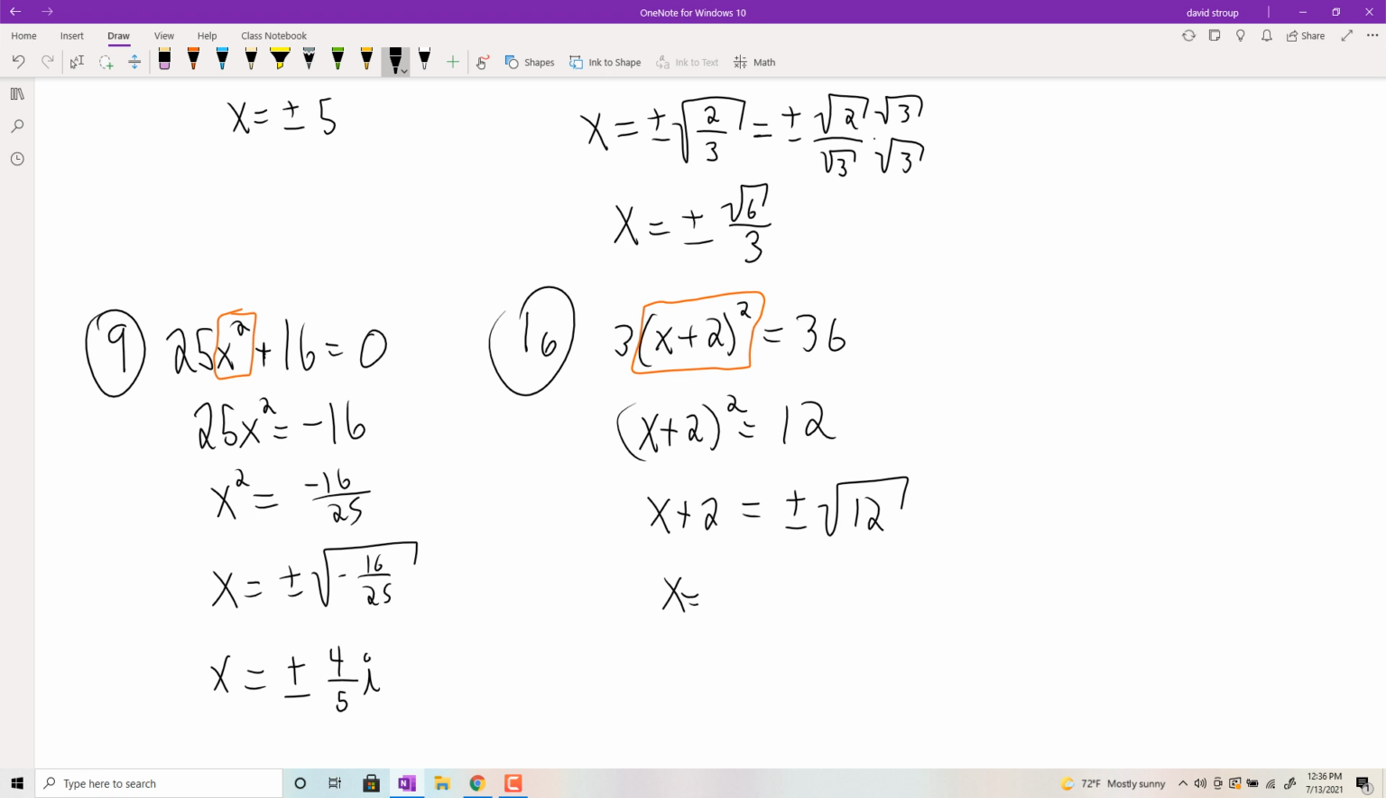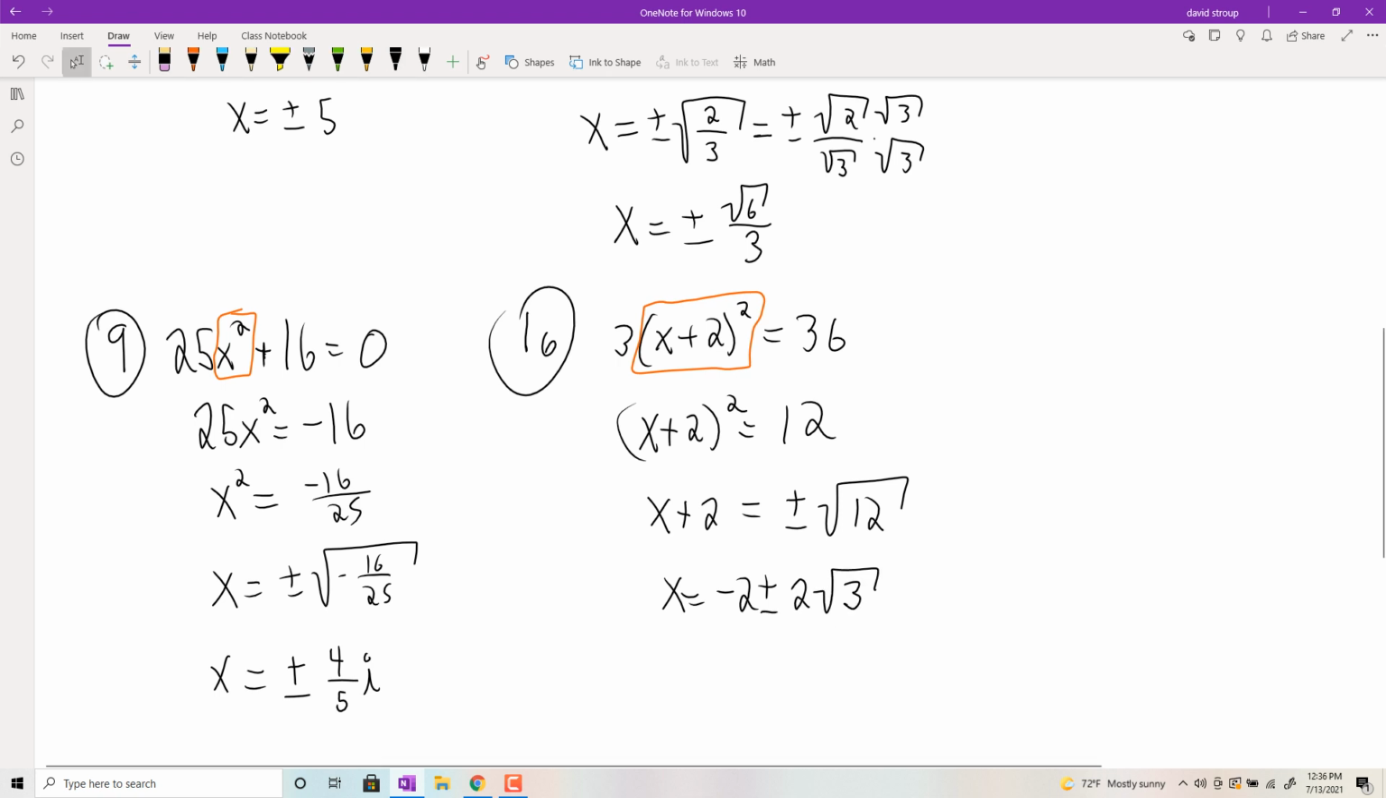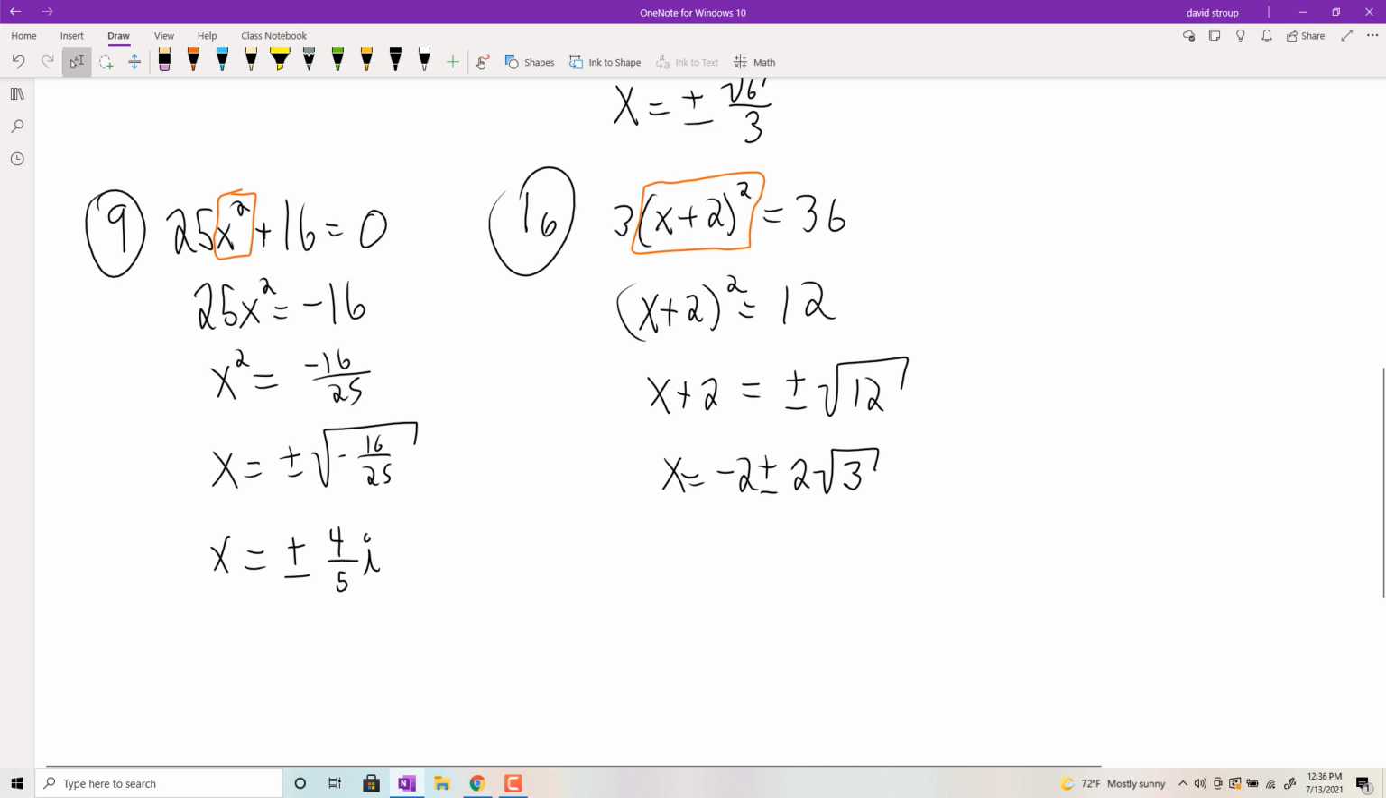Move the 2 over. 12 is the same as 4 times 3, so you can bring a 2 out. So negative 2 plus or minus 2 root 3. Okay.